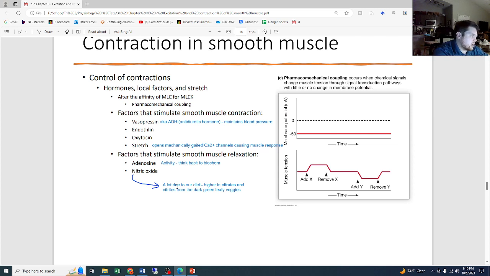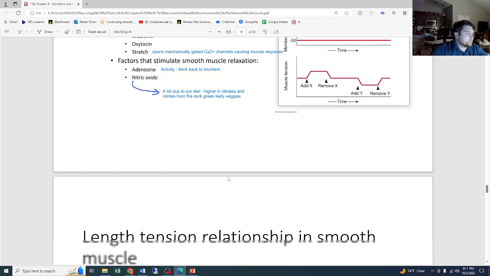So nitric oxide, this has a lot to do with our diet. So we have a diet higher in nitrates and nitrites, like from the dark green leafy veggies. Nitric oxide can also be given artificially through either pills or through a patch. It's a treatment for high blood pressure, because the nitric oxide causes the smooth muscle in the arteries to relax, which will lower our blood pressure.